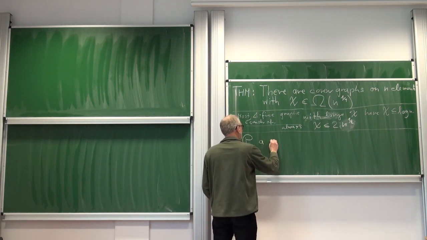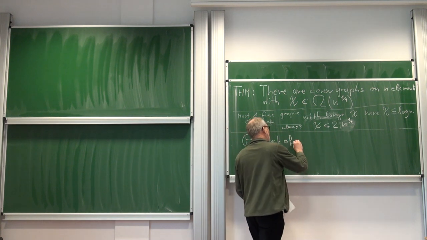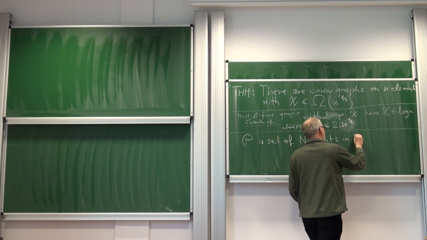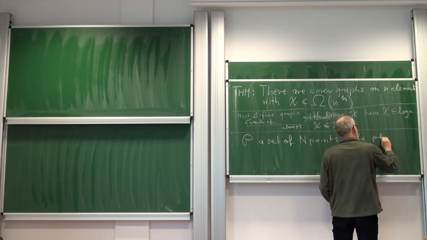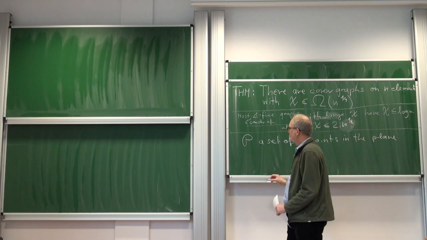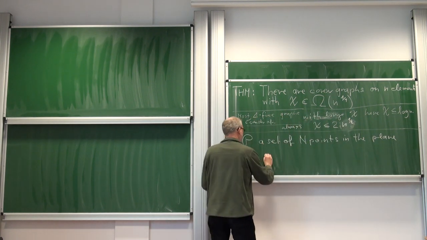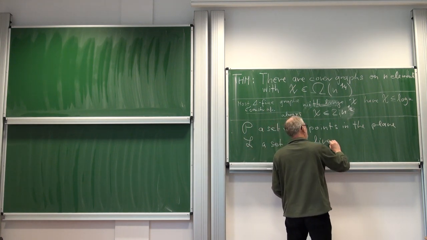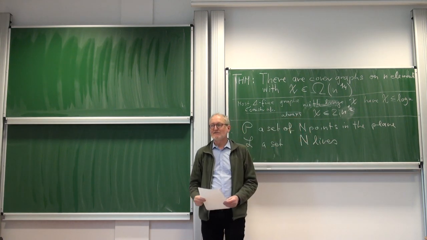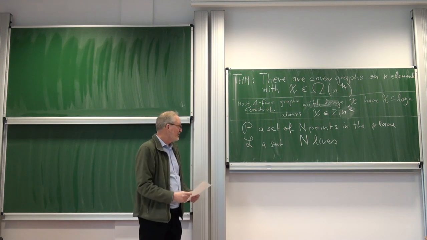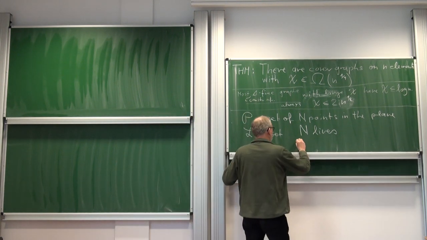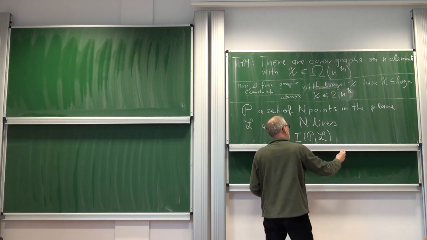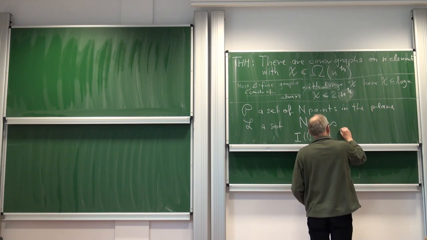P, a set of n points in the plane, L, a set of n lines, and we are denoting the incidences between the points in P and the lines in L by I(L,P). This is the incidences.